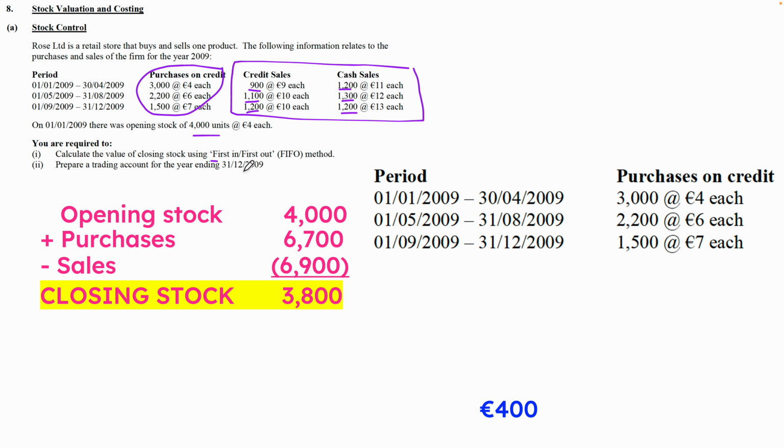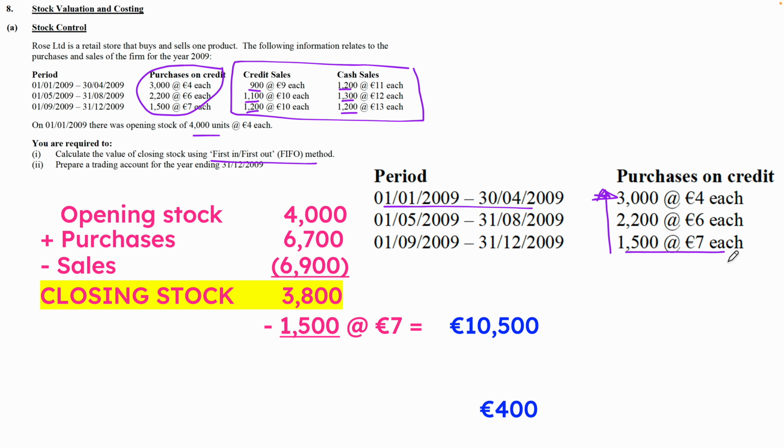Now we're told to value it using the first in, first out method. So as we said before, the stock that you buy first, you'd sell that first. So therefore, the stock that was bought last, you're going to have that still in the warehouse. So this first 1,500, we're going to value that at €7 each. So that is €10,500. Then that leaves us with 2,300 units of stock still left. And that's going to mean we're going to have all of these 2,200 at €6 each, and that adds up to €13,200.